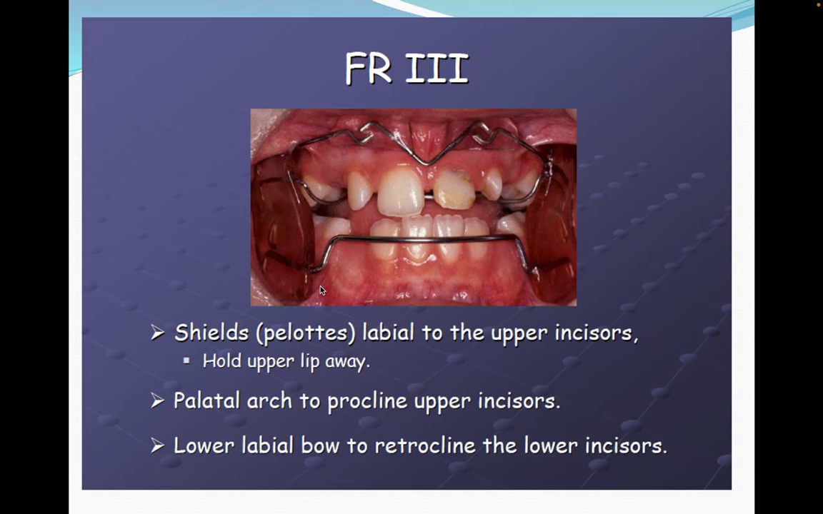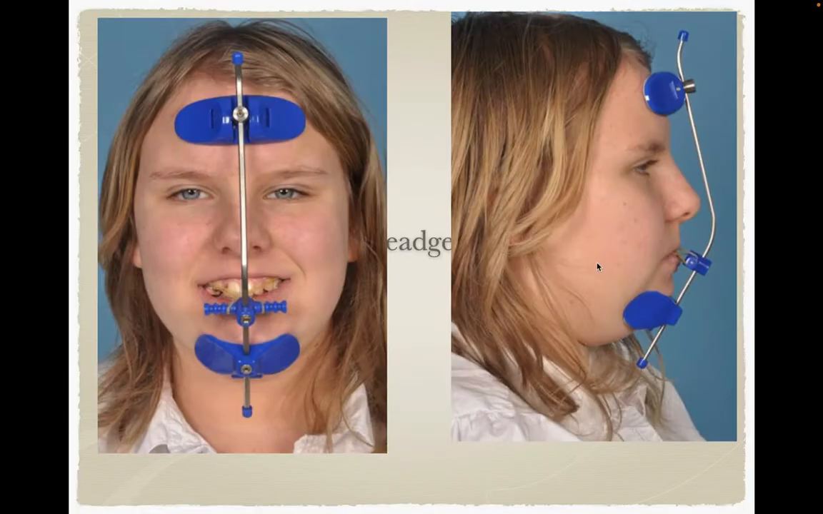Then we have Frankel 3, which relies, as you know, on the soft tissue and the expansion without moving the teeth. So basically the lower incisor will retrocline, the upper incisor will procline due to the pad that we have here. It eliminates the lip pressure, allowing the incisors to procline.